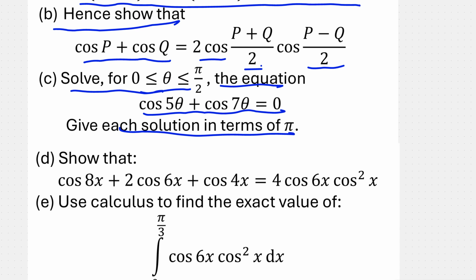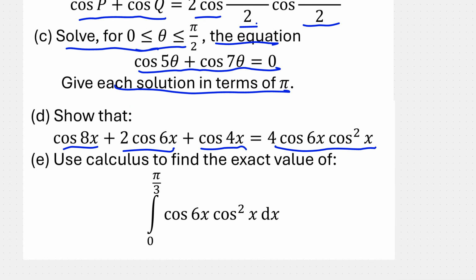And we need to show that cos 8x + 2 cos 6x + cos 4x is 4 cos 6x cos² x, and use calculus to find the exact value of the integral from 0 to π/3 of cos 6x cos² x dx.